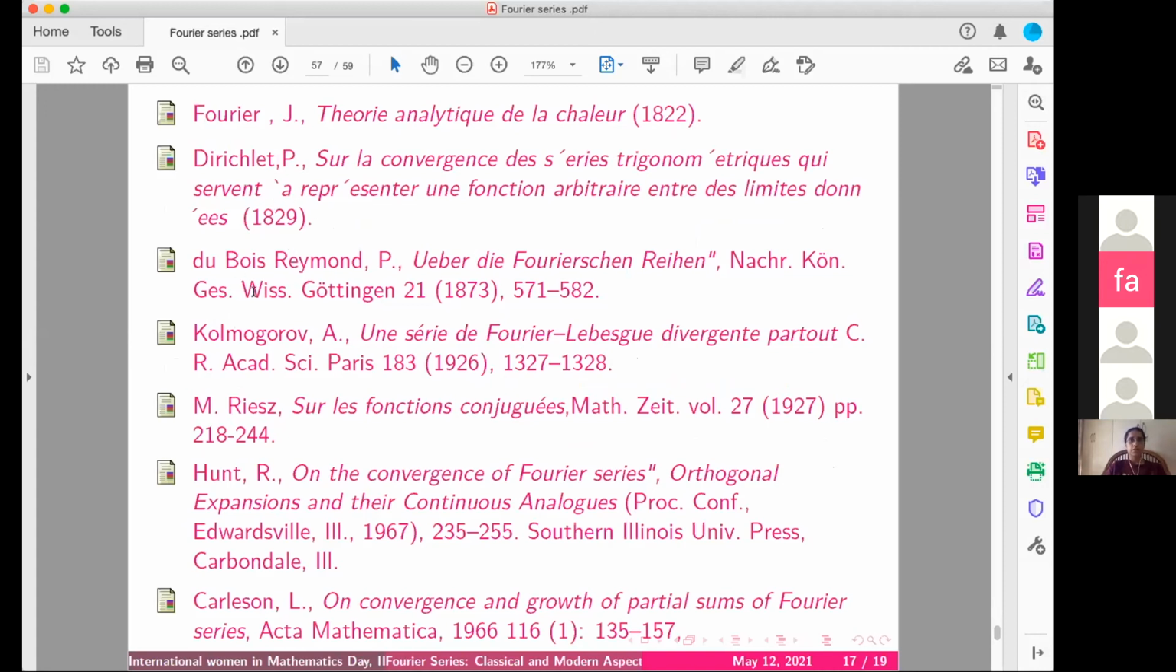And this was where Raymond proved the counterexample. And here also Kolmogorov found a counterexample whose Fourier series diverges almost everywhere for an integrable function. And these two papers proved the almost everywhere convergence of the Fourier series, by Hunt and Carleson.